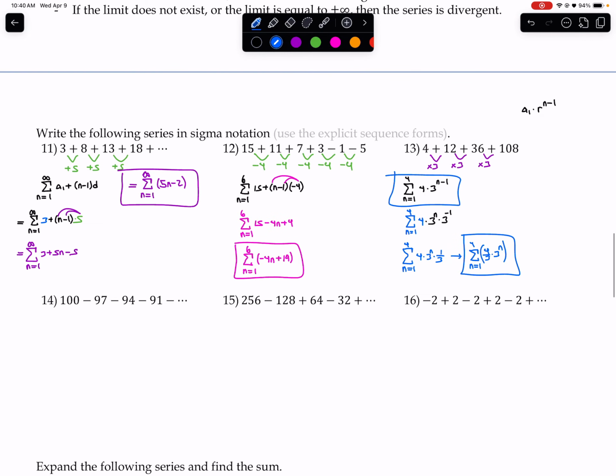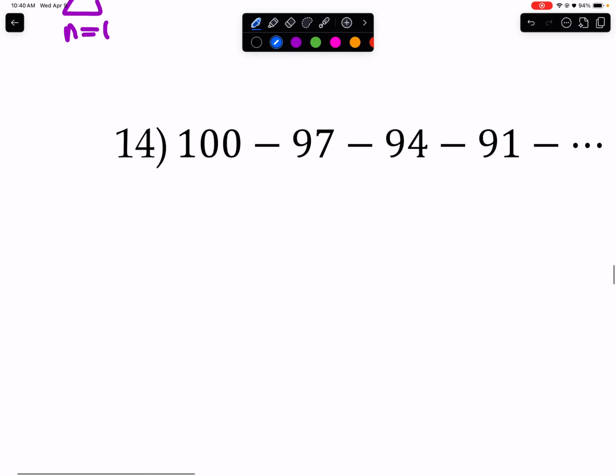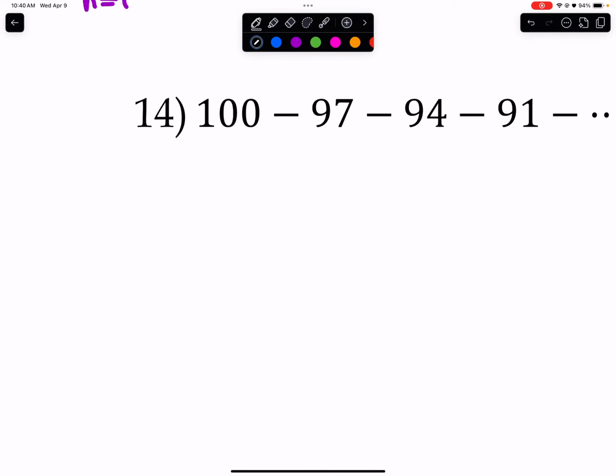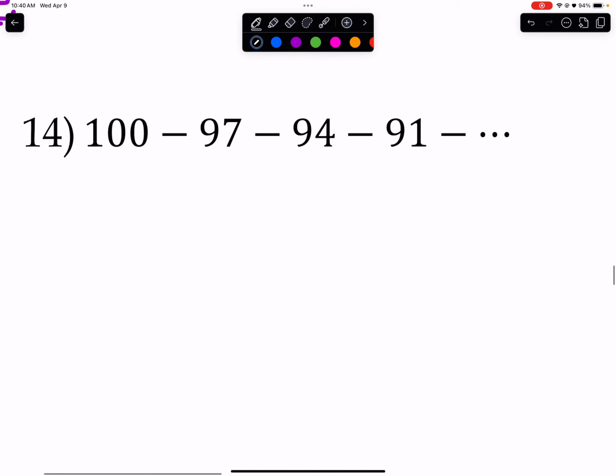So now I want to give you guys a few minutes. I want you guys to try 14, 15, and 16 on your own. And actually, I'll probably just do 2 of these. And we'll see. Maybe I'll do all of them. Who knows? So let's look at 14. So I'm going from 100 to 97 to 94 to 91.